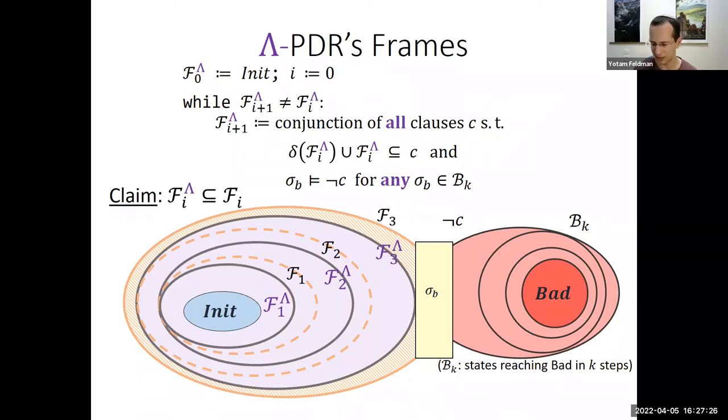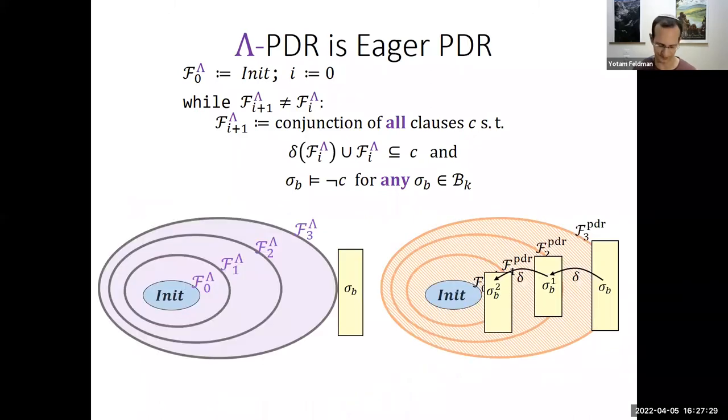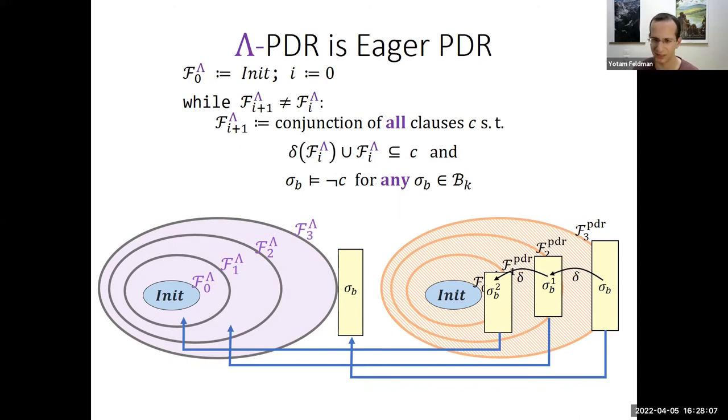If you're familiar with the actual mechanics of PDR, then one way to think about it is that PDR learns several lemmas simultaneously to refine multiple frames using multiple counterexamples or one counterexample trace. And Lambda PDR is sort of an eager version of that, where we always refine only the frontier frame, but the lemmas that PDR learns as supporting lemmas in previous frames, when we get to the frontier frame, we have already learned them in previous iterations when we constructed the previous frames. So Lambda PDR is sort of an eager version of standard PDR.